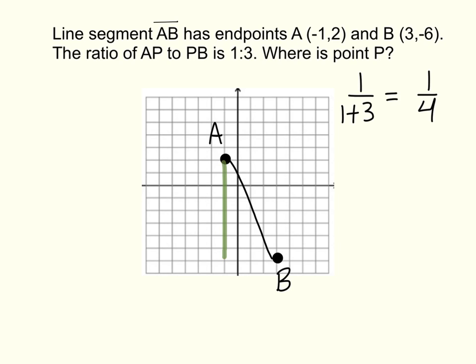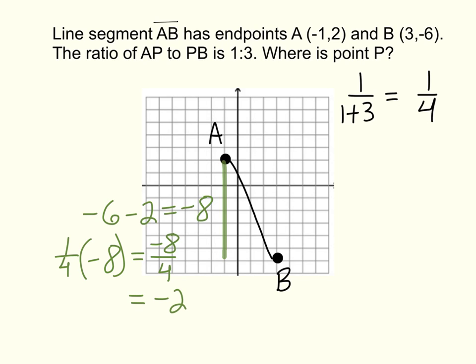Let's do our vertical distance first. -6 minus 2 is -8. Well, what's 1/4 of -8? 1/4 of -8 is going to be the same thing as -8 divided by 4, and that's going to be -2.